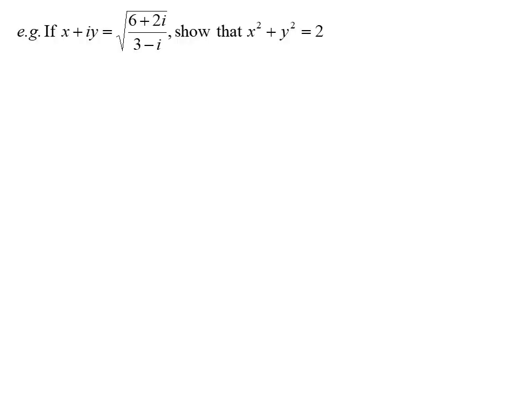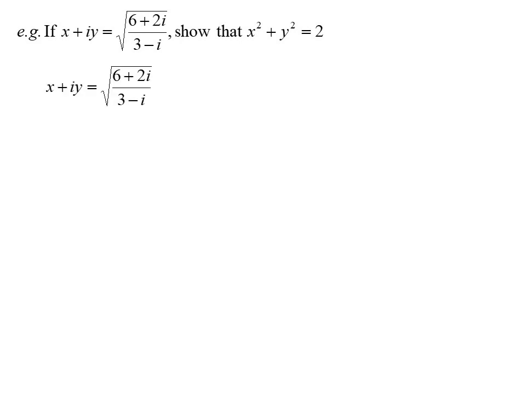And just look at this one example. It's kind of a neat way of showing this result. x plus iy is this particular expression here. Show that x squared plus y squared is equal to 2. Now, there's a very long way of doing it, because you could square both sides and you'd get x squared plus y squared, but then you'd have a 2xy in there. You create simultaneous equations. You can get it this way. But playing with conjugates, we get a really nice, neat way of doing it.